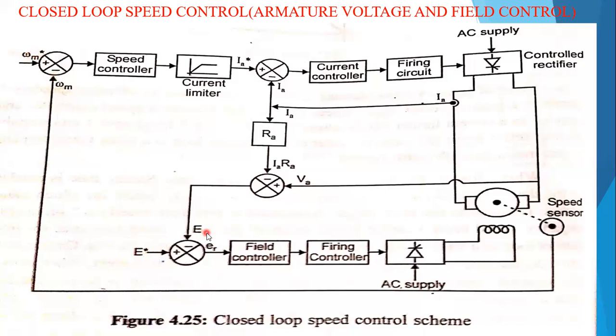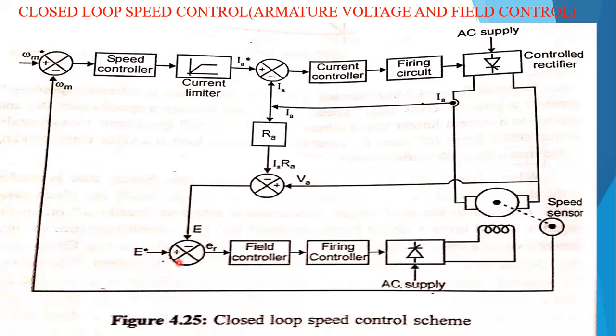The back EMF E, the actual EMF of the motor, is E equal to V minus IA into RA. The back EMF E is compared with the reference EMF E star, which is chosen to be between 85% to 95% of the rated armature voltage.